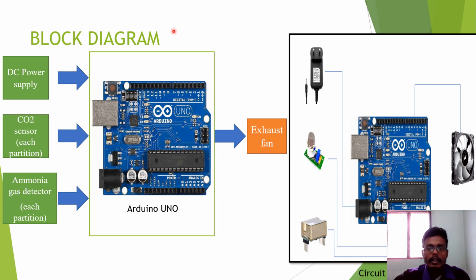This is the block diagram of my project. The DC power supply, CO2 sensor, and ammonia gas detector are the input for the Arduino, and the exhaust fan is the output of the project. The exhaust fan is used to extract the air in the prototype. This is the circuit diagram. I'll be working according to this circuit diagram during my project building.